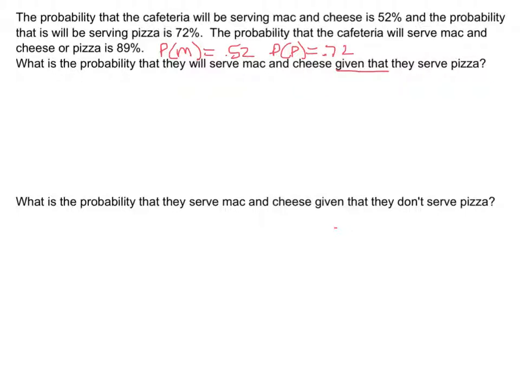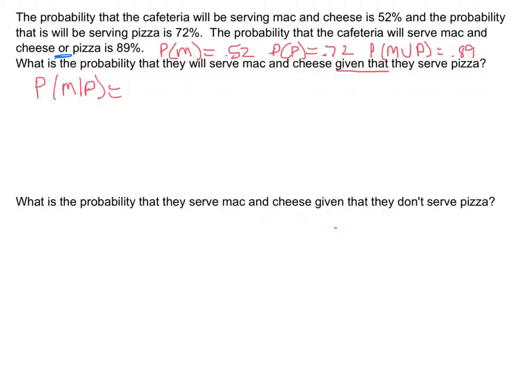And then it says mac and cheese or pizza. I'm going to underline the word "or." The word "or" is very important because when we translate it, we have to make sure that we use the union, right? Mac and cheese or pizza is 89%. Okay, so let's take a look at the problem. The problem wants to know the probability of mac and cheese given that they serve pizza.